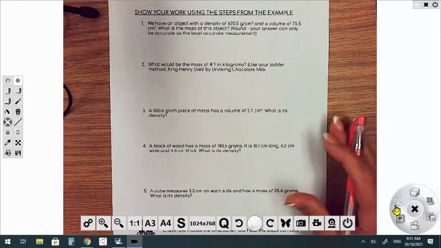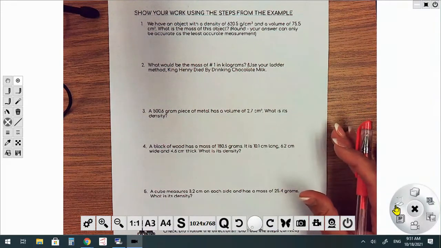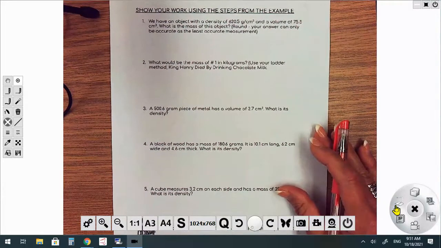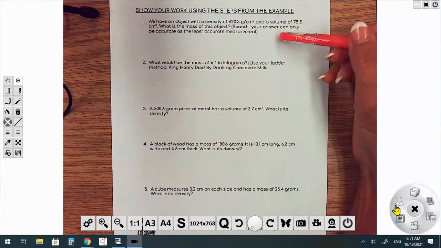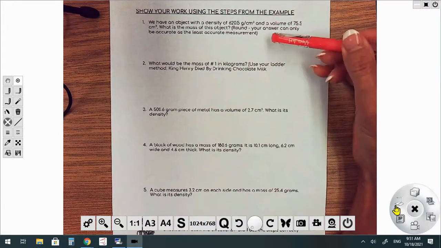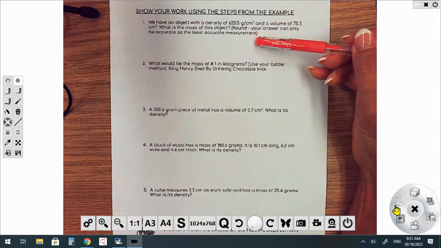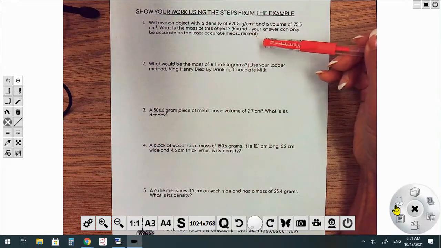Hi, students. We're going to go over your density word problems. So check your work as we go. Remember, each question is worth 4 points. How you get complete credit is if you show all of your work, it's 2 points. And if you get the answer right with units, it's another 2 points.